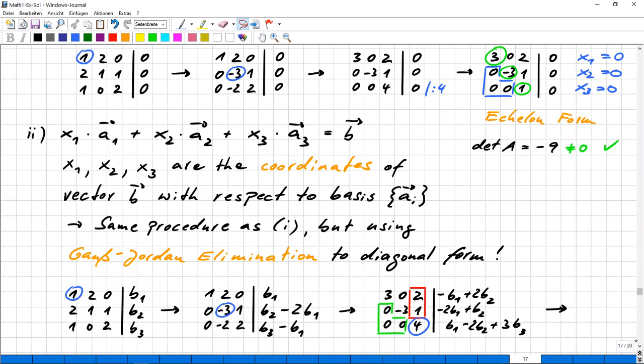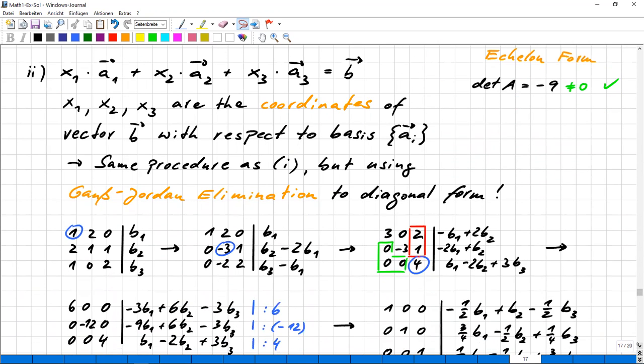And you should not be surprised that, look here, compare this one with this one, and this one with this one. It's exactly the same, with the exception that from here on, I will proceed in order to get these two numbers also equal to 0. And then I have my diagonal form, and in the end, I have my solution. So that's what we're doing. And now it's a little more work to do.